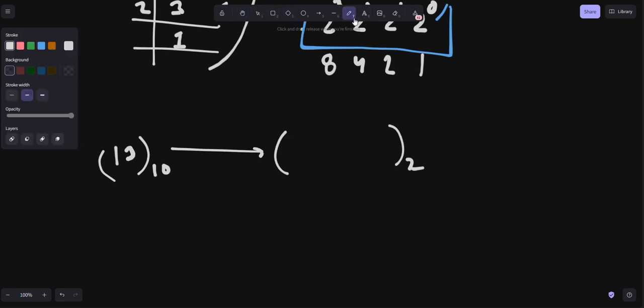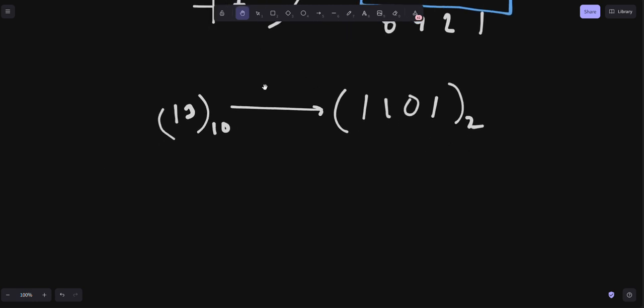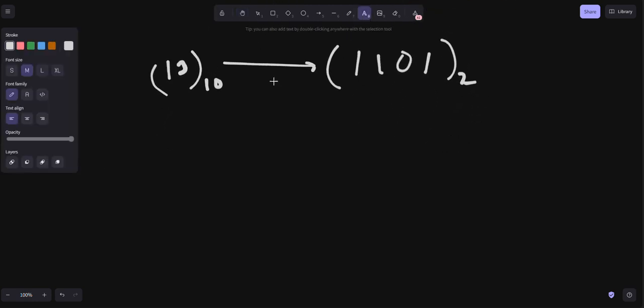So for getting 13, what you can basically add: 8, 9, 10, 11, 12, 13. So you can do this: 1 1 0 1. Got it? Very easy. So 13 you can do this way. Now let's jump into the second part, which is binary to decimal.